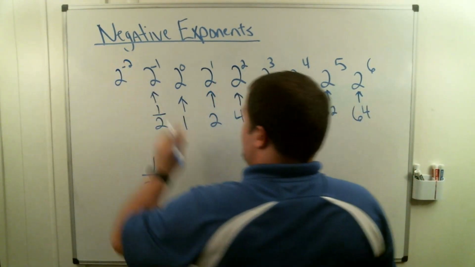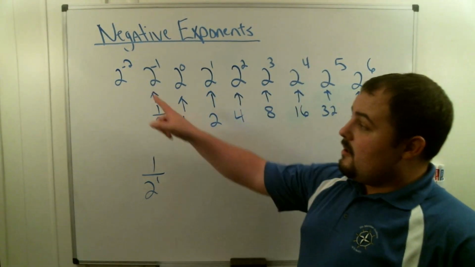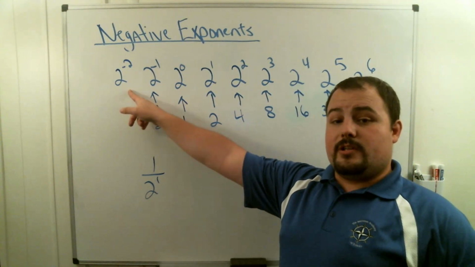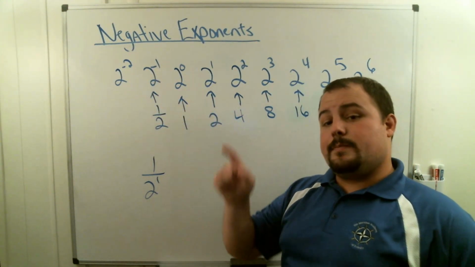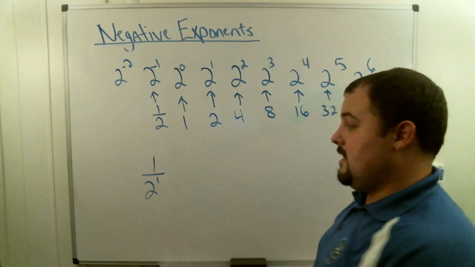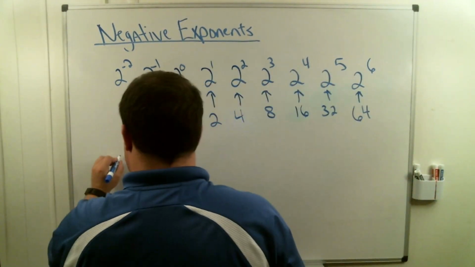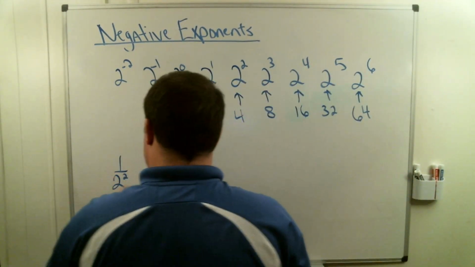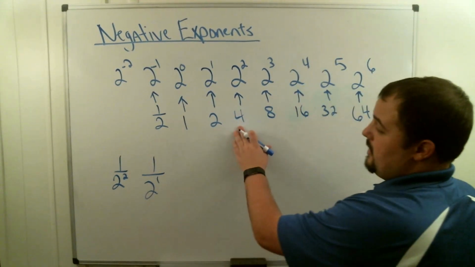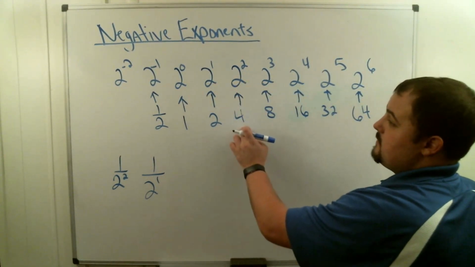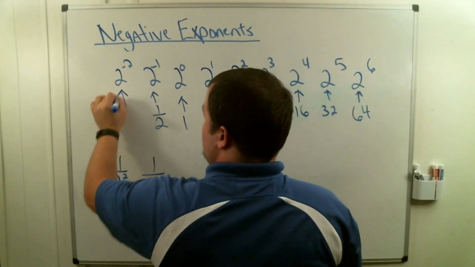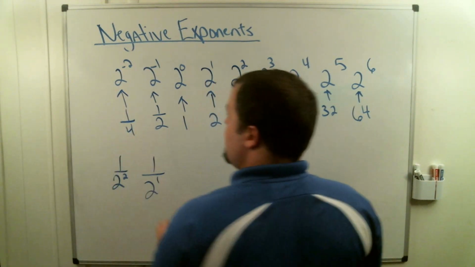2 to the negative 2. If we're following the rules of exponents, since that's a negative, all we got to do is put a 1 on top and get rid of the negative sign. This right here would actually be 1 over 2 to the 2nd power. And if we look at our chart, 2 to the 2nd power is 4. So this would be 1 over 4.